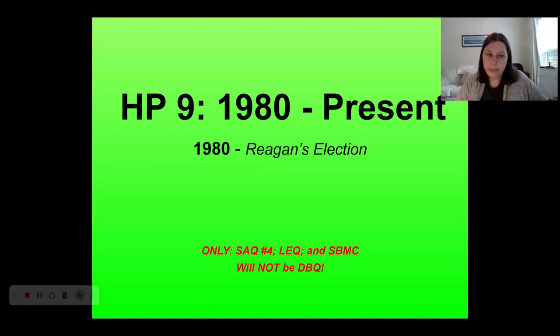As far as how this might be tested on the AP exam, just like historical periods 1 and 2, the testing of historical period 9 is restricted to certain types of questions. You will not get a DBQ that only deals with the stuff that we're going to talk about here. It will not be the focus of the DBQ. You will also not get most of the main SAQs, the SAQ1 or SAQ2.